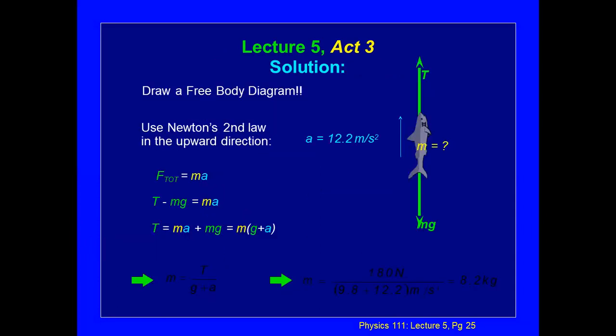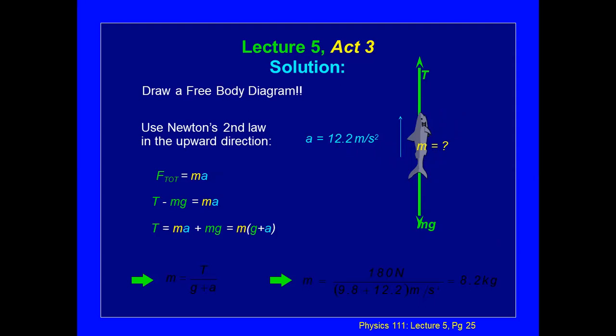Let's reveal the solution. The first thing you're going to do is to draw the free body diagram, okay? So we are not given the mass of the fish. So we have the tension, which is pointing upwards, and then the weight or the mass of the fish that is downwards. The acceleration now, since this is pulled upwards, is 12.2 meters per second squared.